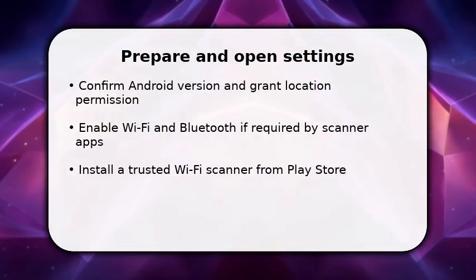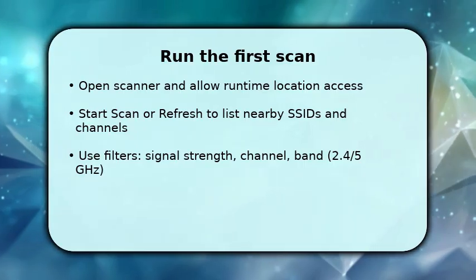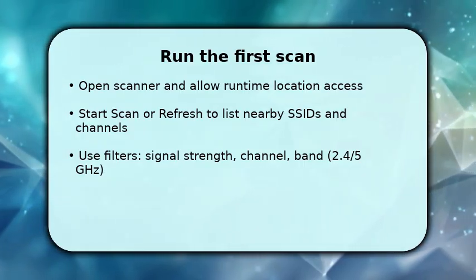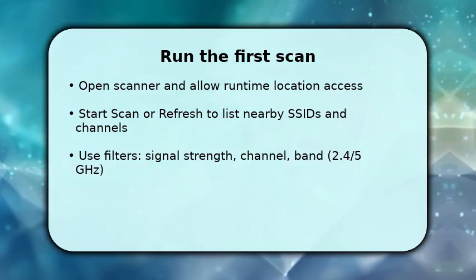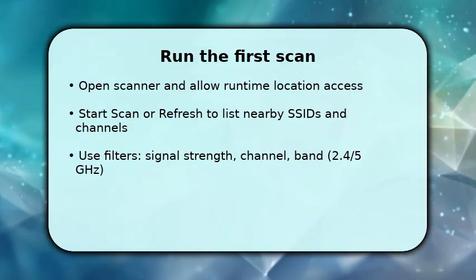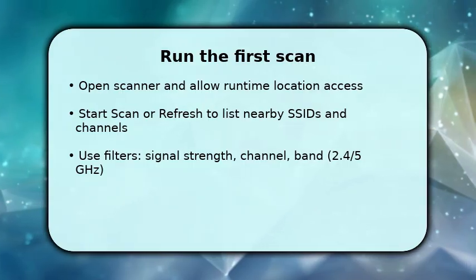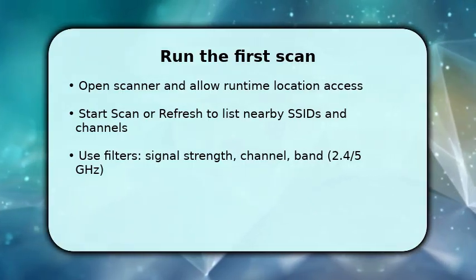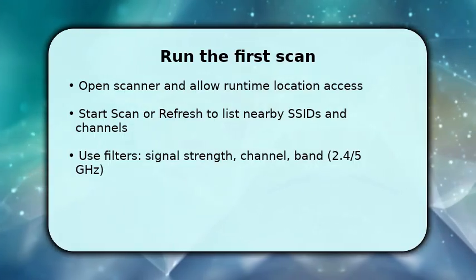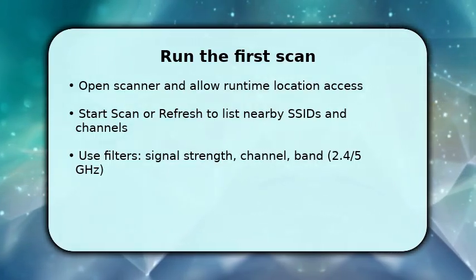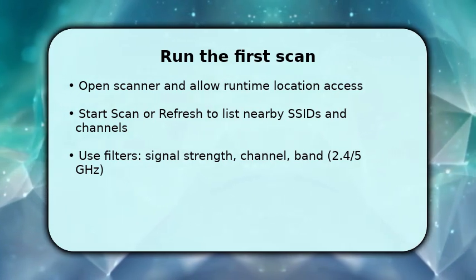You're now in the Scanner app. Allow any runtime location prompts so the app can access scan APIs. Tap Scan or Refresh to populate nearby SSIDs, BSSIDs, channels, and signal strength. Make sure to switch between 2.4 and 5 GHz bands if the app offers band filters, because overlapping channels differ by band. Use sorting or filtering to prioritize RSSI or channel occupancy. If you need more info, long press a network to view frequency and encryption.